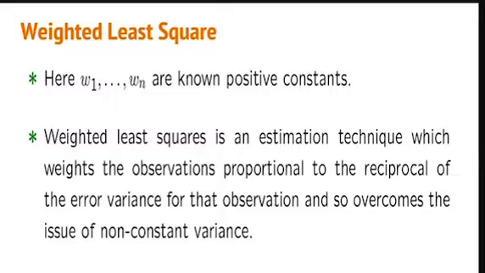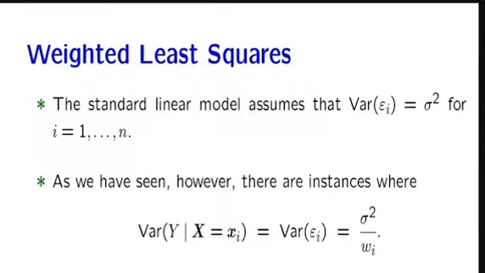Now, I said the weighted least squares is an extension. It's an estimation technique which weights the observations proportional to the reciprocal of the error variance for that observation, and so overcomes the issue of non-constant variance. So the only way to overcome the issue of non-constant variance is to consider a new form of the variance of the error that will be weighted. Does that make sense? Let me tell you something in statistical analysis.